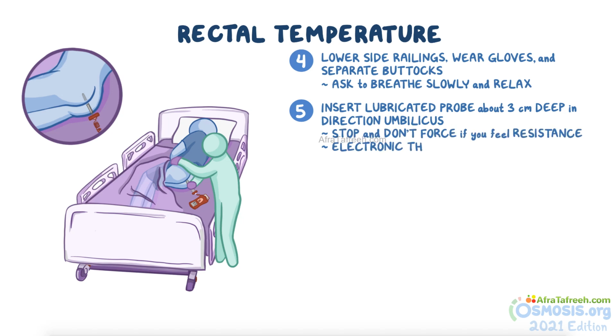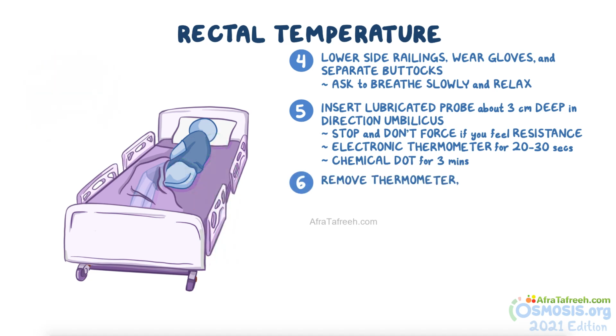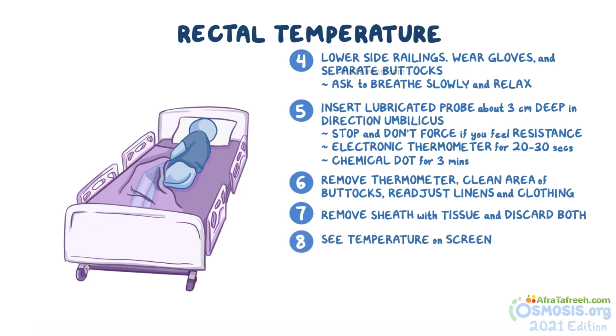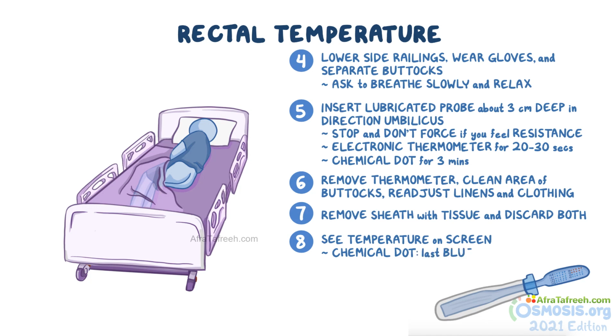Hold the electronic thermometer for 20 to 30 seconds or until it chimes. The chemical dot thermometer should be held there for 3 minutes. Then, remove the thermometer, use a tissue to clean the area of the buttocks, and readjust the linens as well as the client's clothing. After removing the sheath with a tissue and discarding both the tissue and the sheath, note the temperature on the screen of the electronic thermometer. For the chemical dot thermometer, the last blue dot on the matrix is the client's temperature.